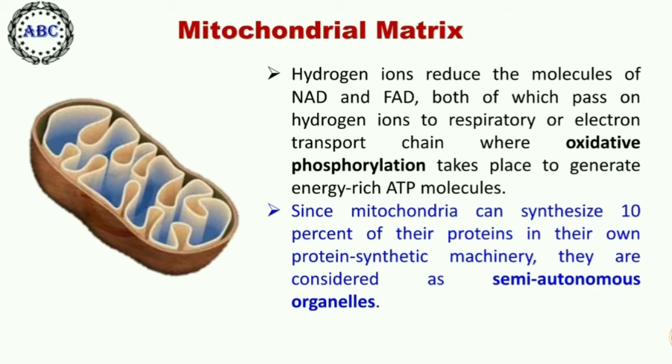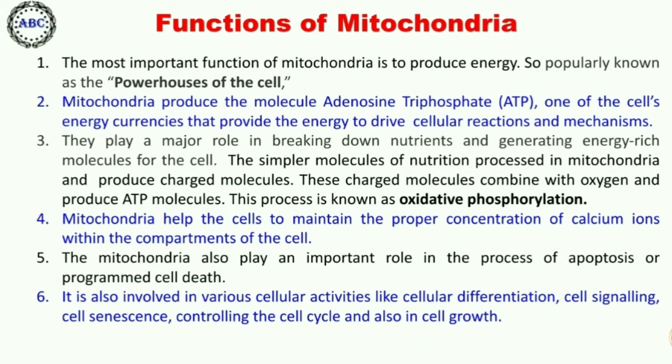Hydrogen ions reduce the molecules of NAD and FAD, both of which pass on hydrogen ions to the respiratory or electron transport chain, where oxidative phosphorylation takes place to generate energy-rich ATP molecules. Since mitochondria can synthesize 10% of their proteins in their own protein synthetic machinery, they are considered semi-autonomous organelles. And all these are functions of mitochondria.